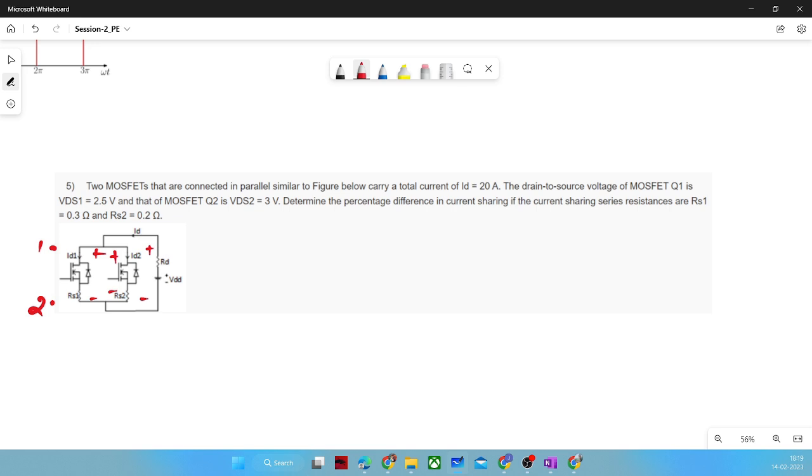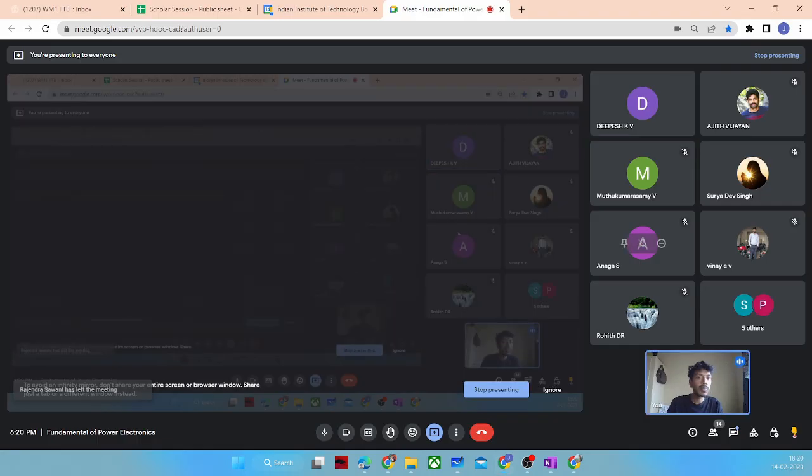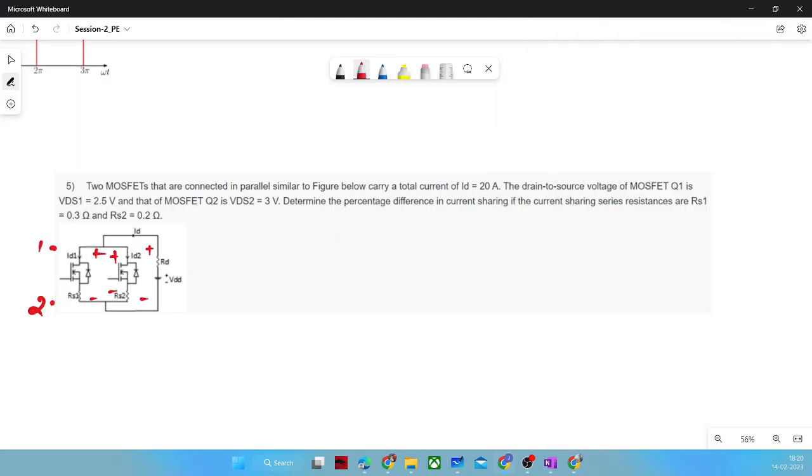So the percentage difference in current sharing means we get a ratio. If you get the ratio, you can calculate the percentage, and the difference of that percentage is what you need to put in the answer box.